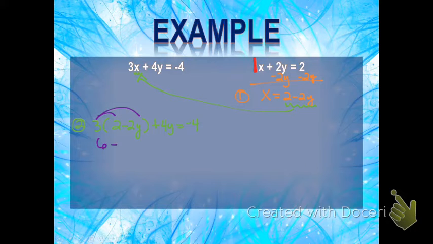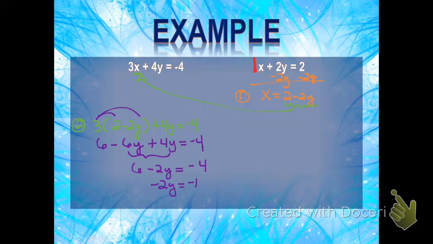So I would distribute and then combine like terms. And then use inverse operations. Here I would subtract 6 from both sides, and then divide both sides by -2. And now I've got half of my solution. Remember, for a system, my solution is an ordered pair, x comma y. I now have the value of y.